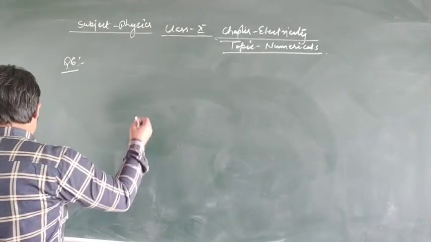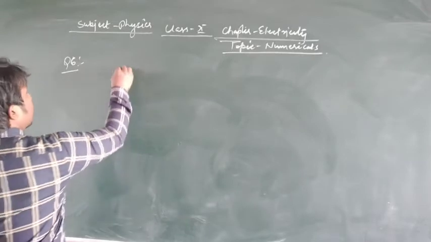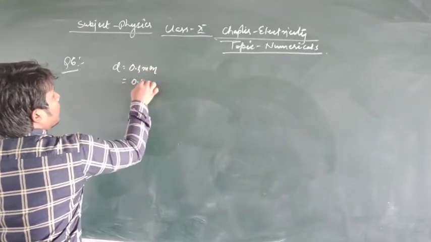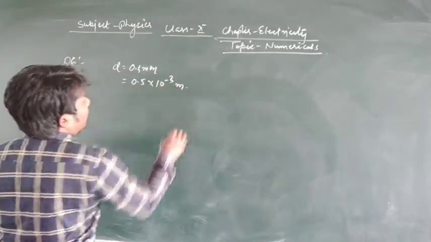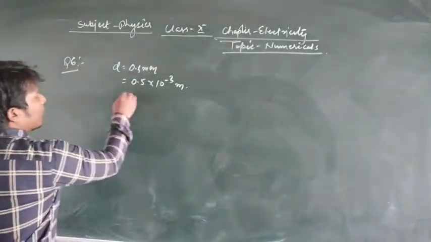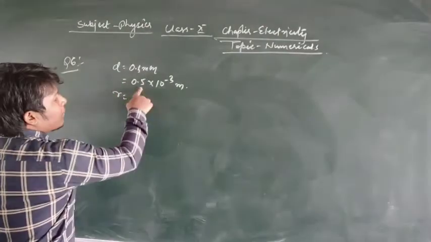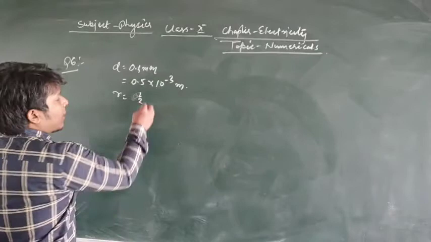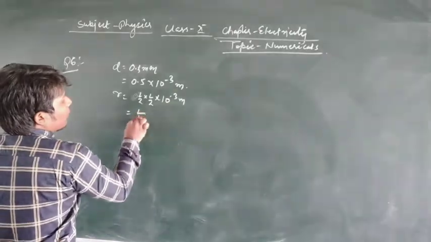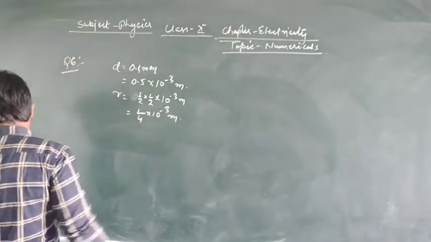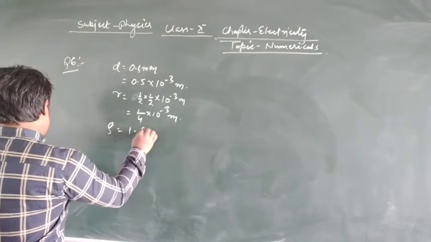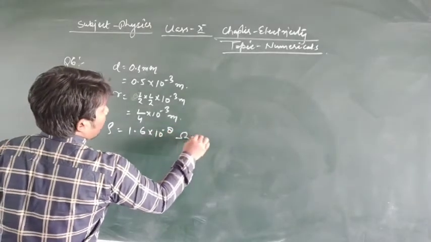Question number 6. It is given that a copper wire has diameter 0.5 mm. Convert it into meters. If you have to calculate the radius, you have to divide the diameter by 2. So 0.5 means 1 by 2, and dividing by 2 again, it will be 1 by 4 into 10 to the power minus 3 meter. Resistivity is given as rho is 1.6 into 10 to the power minus 8 ohm meter.